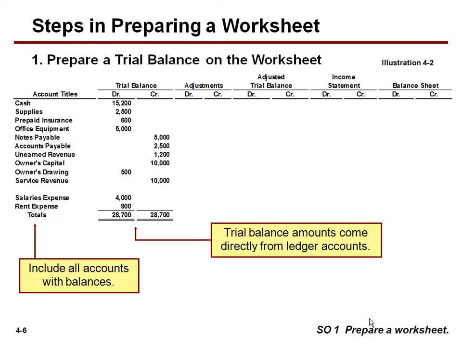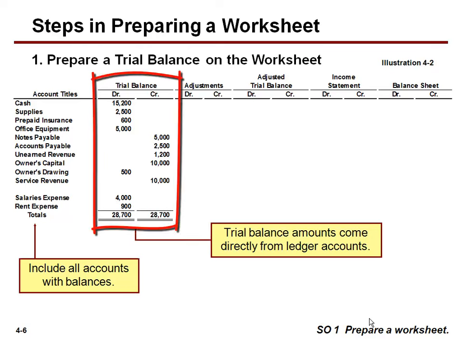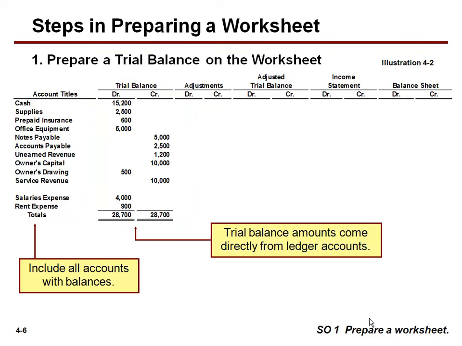Here's the start of our 10-column worksheet. The trial balance, again, simply comes from the ending balances in all the accounts in our ledger set of books. In the illustration here, our debit entries of $28,700 equal our total credit entries of $28,700. Our trial balance is in balance, and we can proceed to perform period end adjustments to update those balances.